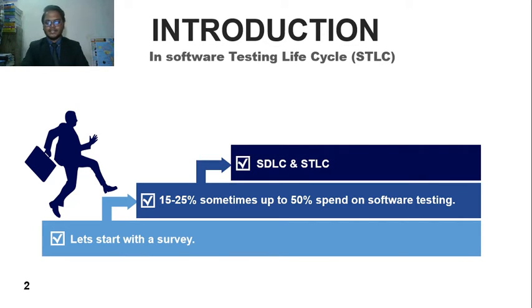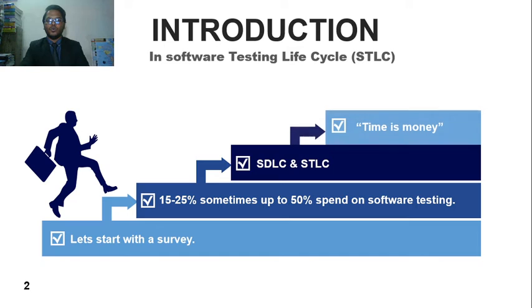In SDLC, there are 6 to 7 steps to follow, and software testing is one of the most important of them, so that SQA engineers maintain a life cycle in this stage also, which is called STLC, and in this stage there are 6 steps to maintain. We all know a famous quote: time is money. So in this STLC stage, the cost is much higher just because engineers need a lot of time to complete this process.